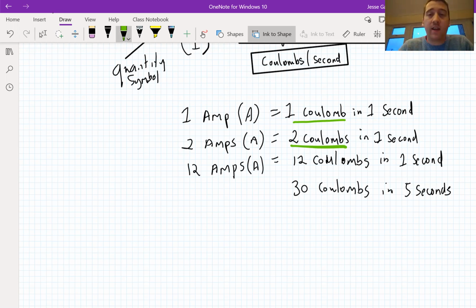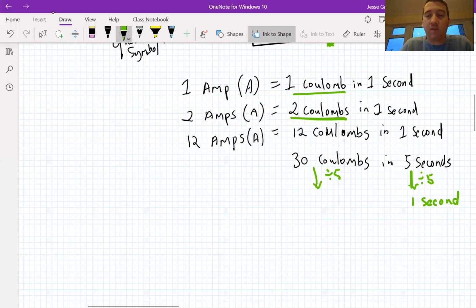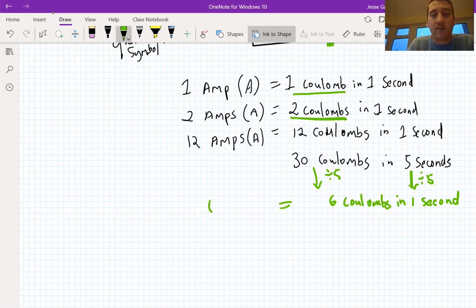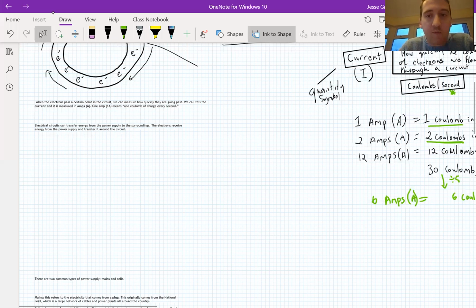Okay, well, the key thing here is it's coulombs per 1 second. So to make this 1 second down here, what would we do to it? We would divide it by 5 to make it from 5 seconds to 1 second. So if we divided this by 5, we need to divide this by 5. So 30 coulombs in 5 seconds is the same as 6 coulombs in 1 second. Now, if we have 6 coulombs in 1 second, then we have 6 amps, or 6A. Good.